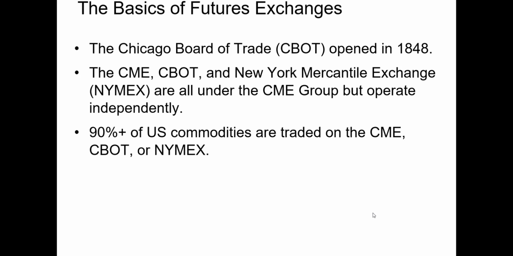CBOT. Over time, other exchanges like the Chicago Mercantile Exchange or the New York Mercantile Exchange also opened. Traders could trade the same commodities on each of these exchanges. However, over time, these exchanges themselves were bought up by an organization called the CME Group. Today, the CME, CBOT, and NYMEX are all operated independently, but owned by the CME Group. The overwhelming majority of commodities futures are traded on these three exchanges.